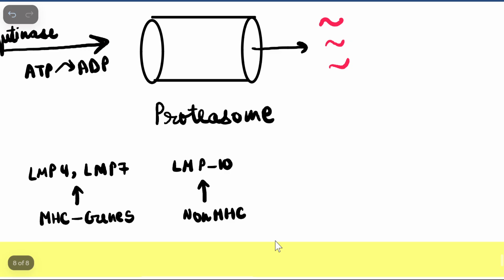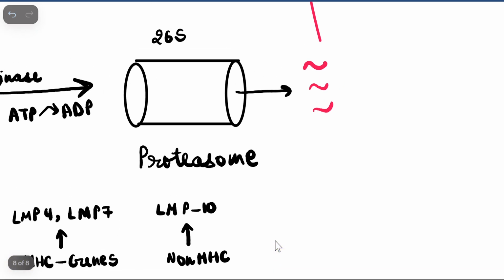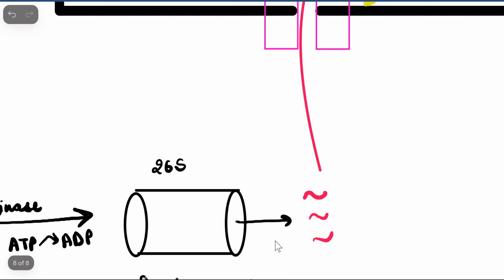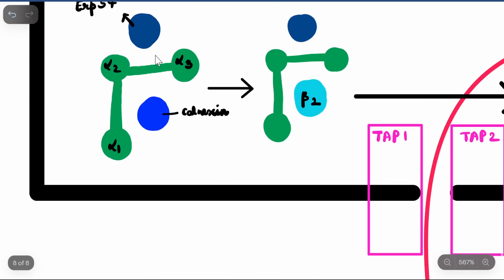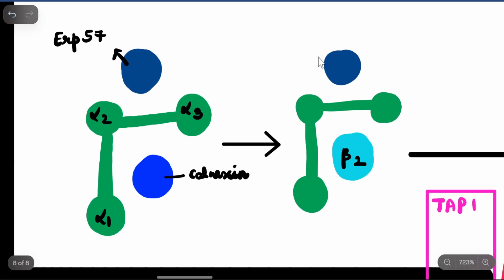So these are your antigenic polypeptides. The antigenic polypeptides have to be transferred into the rough endoplasmic reticulum. In the meantime, before they are transported into the rough endoplasmic reticulum, the processing of the whole MHC I molecule inside the RER begins.